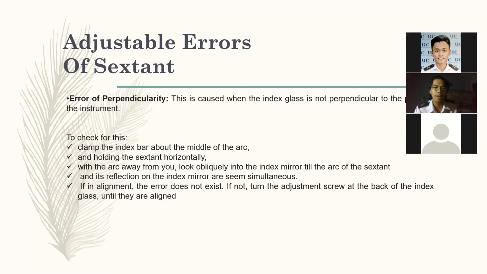So how to check this error? First, clamp the index bar about the middle of the arc and hold the sextant horizontally, with the arc away from you. Look obliquely into the index mirror till the arc of the sextant and its reflection in the index mirror are seen simultaneously. If in alignment, the error does not exist. If not, turn the adjustment screw at the back of the index glass until they are aligned. So you use the adjustment screw to adjust the index mirror so that they will be aligned.